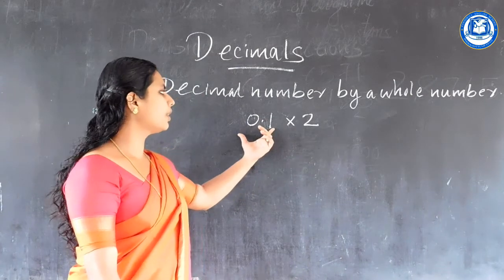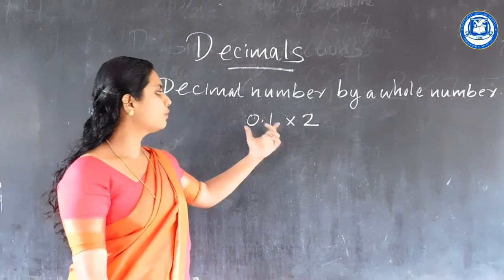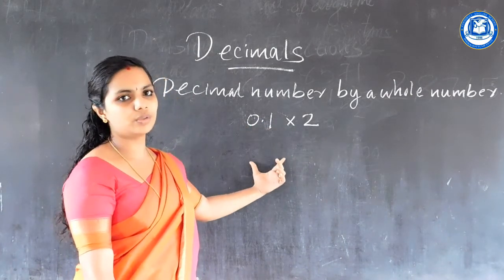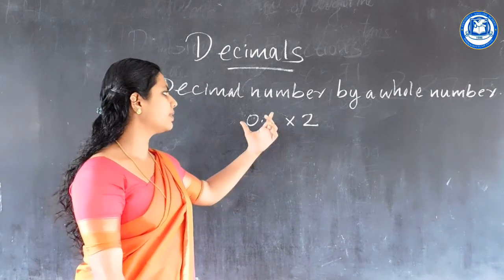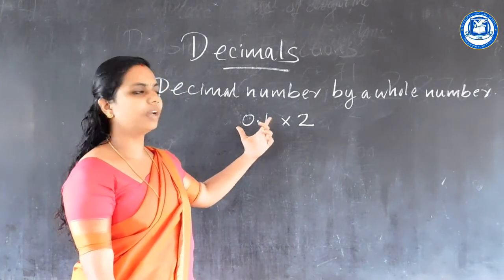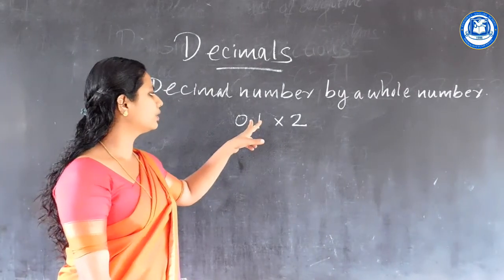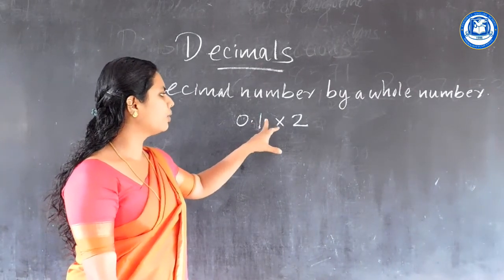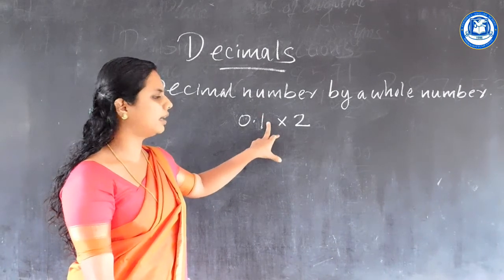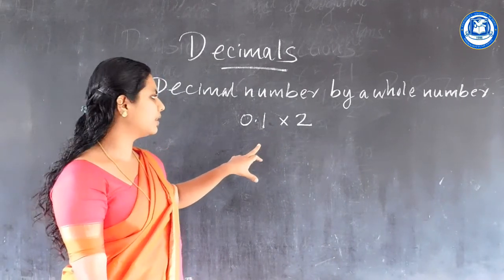So this 0.1 is a decimal number. First we must convert this decimal number into a fraction. For converting the decimal number, we look at the point. After the point, how many numbers are there? Here only one number. So the denominator will be 10.